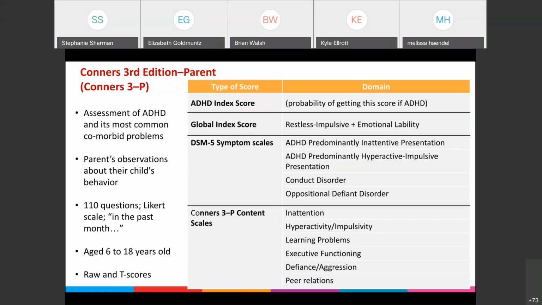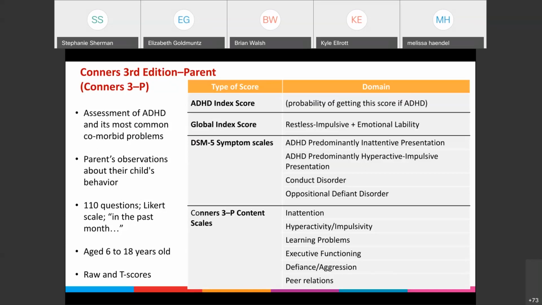So what is the content of this study? What are the kinds of measures that can be pulled out? There's an overall ADHD index score that can be used, for example, that might go across studies well. This would be the largest binning. This score is just a probability for this particular test, a probability of getting this score among a cohort of individuals with ADHD. There's also a global index score that expands that, and it's a T-score, and it has two components: a restless-impulsive plus an emotional lability. So that combines those types of behaviors.